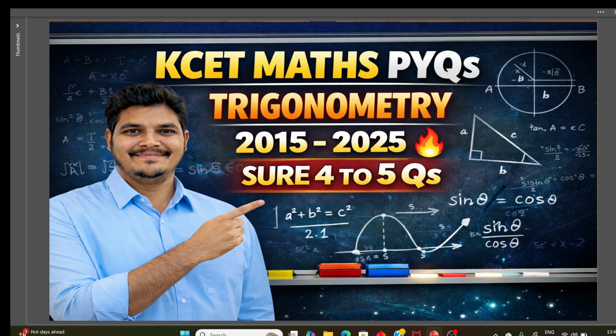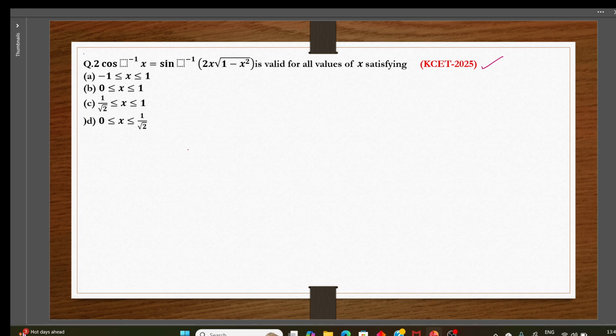My dear students, in the last class we discussed some questions from trigonometry, from 2015 to 2025. We discussed some questions. Now let's go to the remaining questions. So here the next question is: 2 cos inverse of x is equal to sin inverse of 2x square root of 1 minus x square is valid for all values of x satisfying.